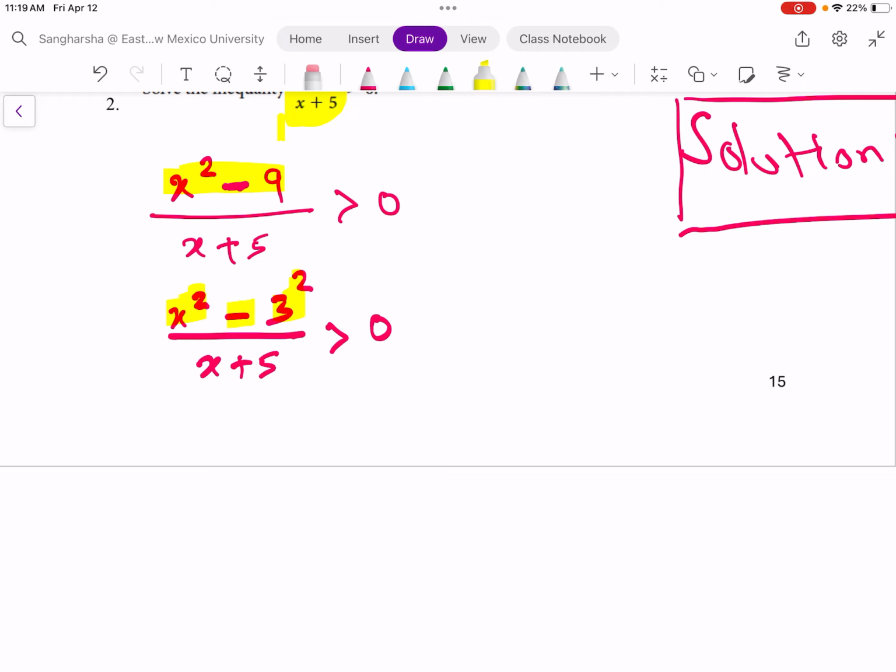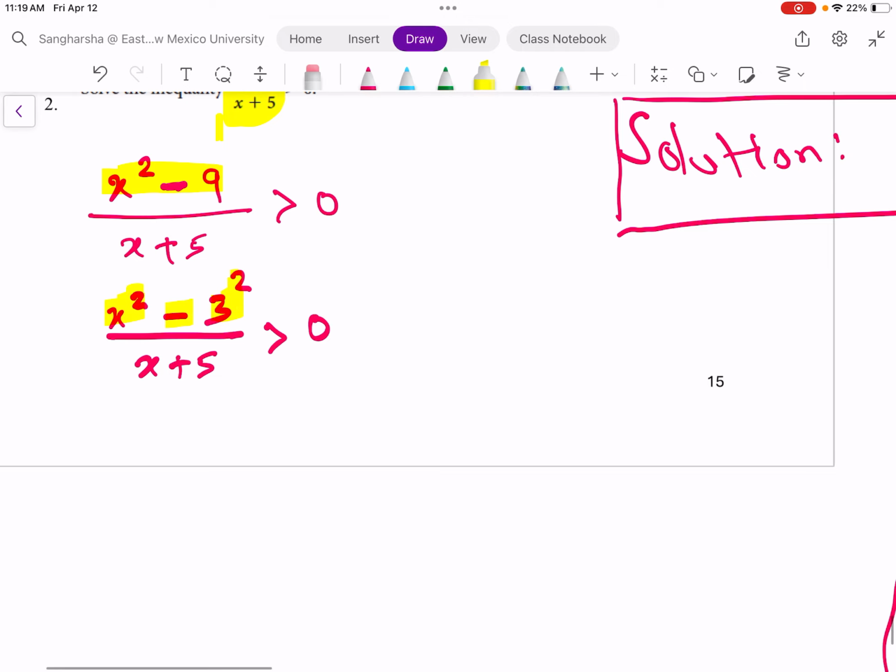If you have a difference of square, a square minus b square, then the factor is the sum of these two numbers times the difference of these two numbers. If it's rational, we need to include the domain.